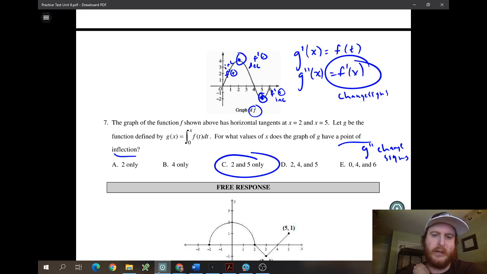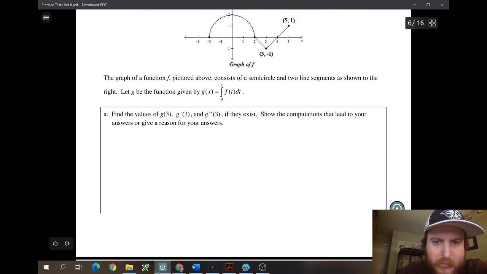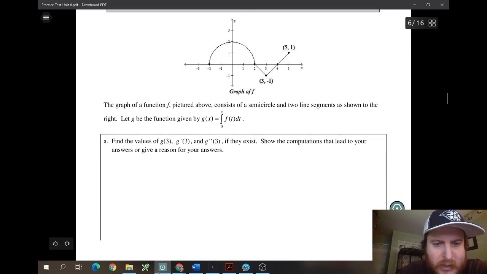If it asked for where the graph has critical points, we would set f of t equal to 0. That would be at 4, right? Not 0 and 6 because they're endpoints, but 4. All right, moving on. This one's kind of similar. This is actually very similar to the question we had on our last test, I think.